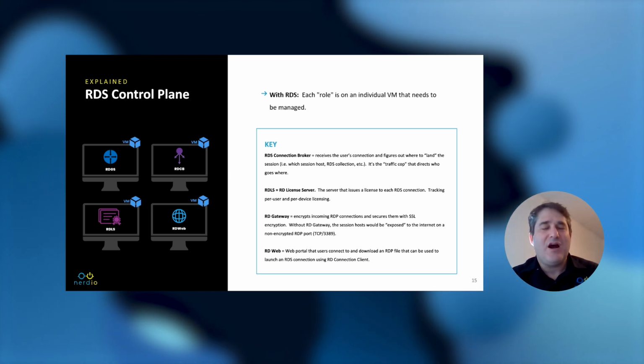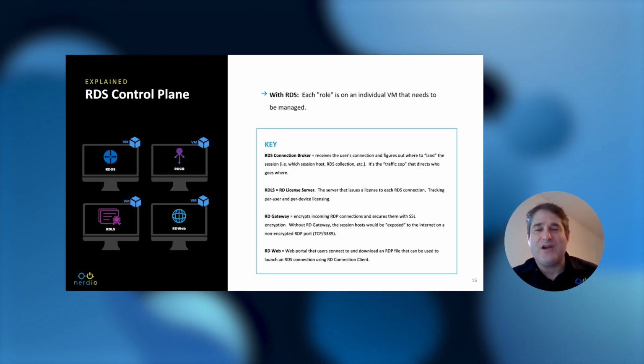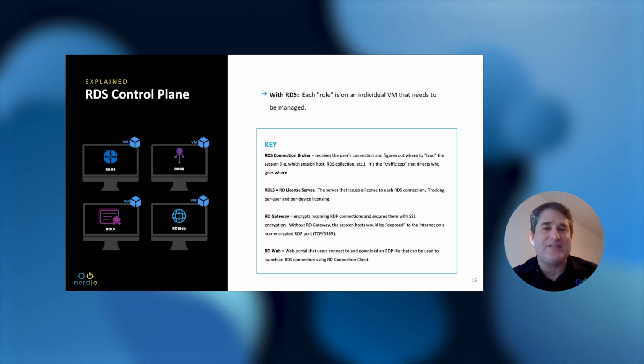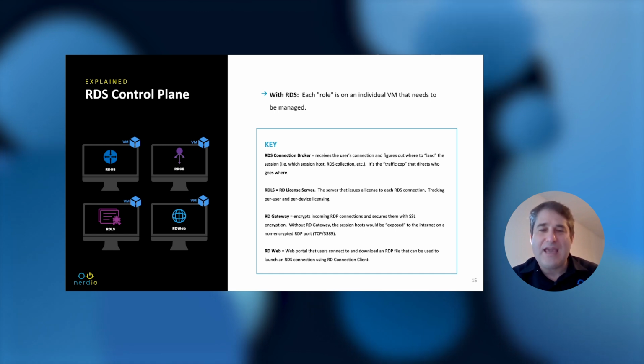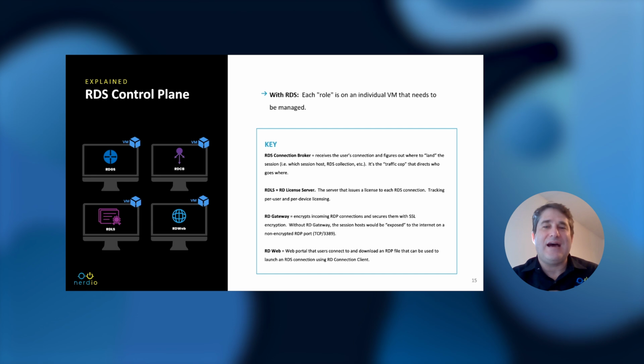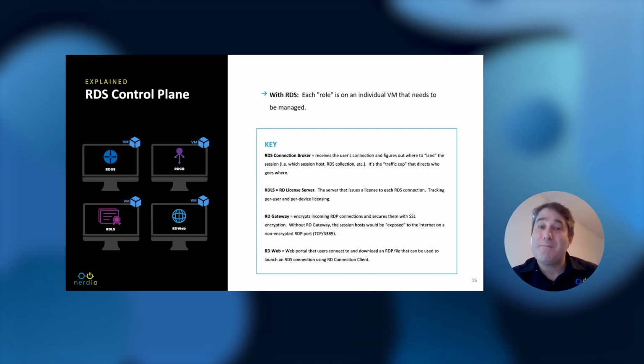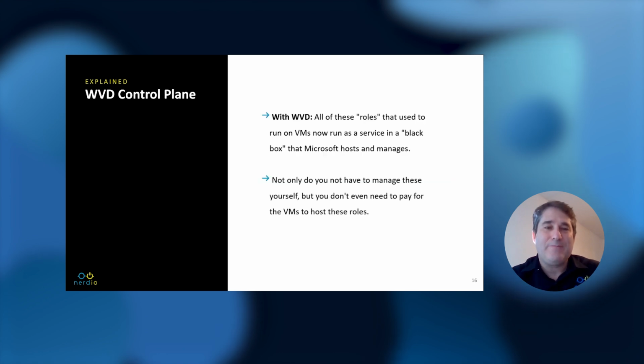So things like the RDS connection broker to figure out where to land the individual session, the RD license server to make sure that the licensing was up to date, the RD gateway, the RD web. Each of these roles had to sit on an individual VM, which, by the way, you have to pay for and you have to manage as an MSP. How does it work in Windows Virtual Desktop?